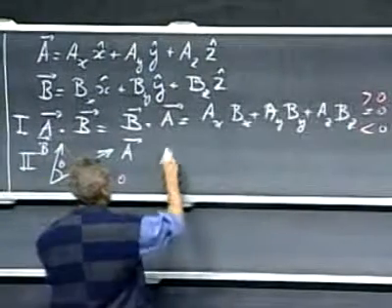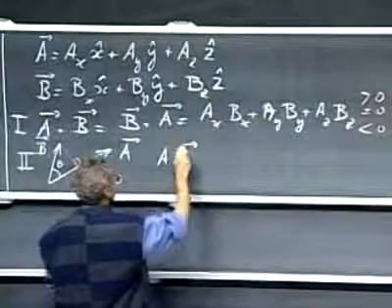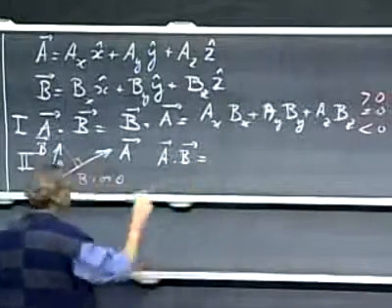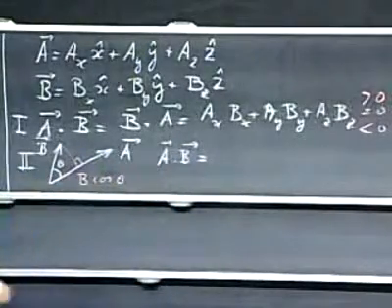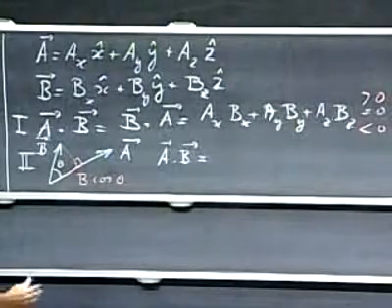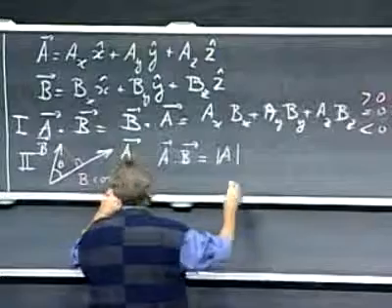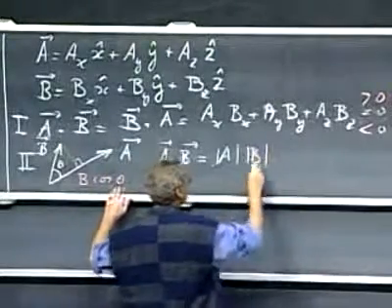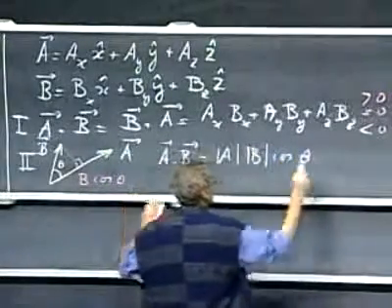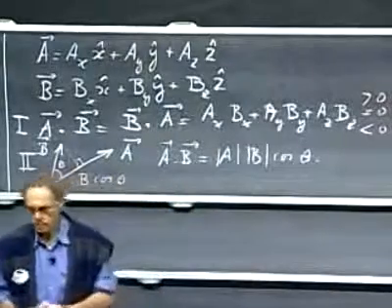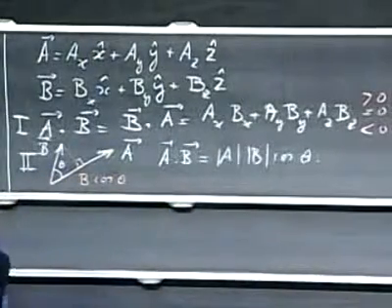And so A dot B, and that is exactly the same. You may want to go through a proof of that. It is the length of A times the length of B times cosine of theta. And that will give you precisely the same result.